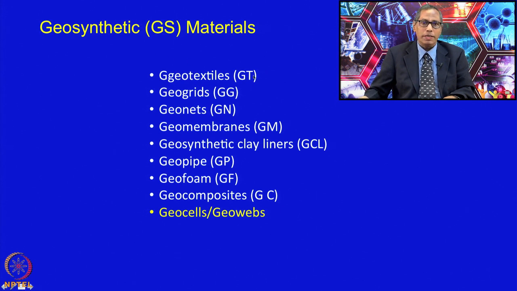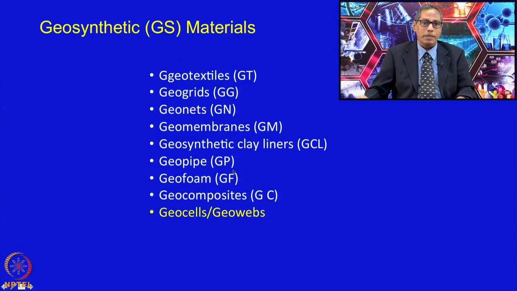This is designated as GT. Then geogrid, this is designated as GG. This is geonet, this is designated as GN. This is geomembrane, this is designated as GM. And geosynthetic clay liner is designated as GCL.